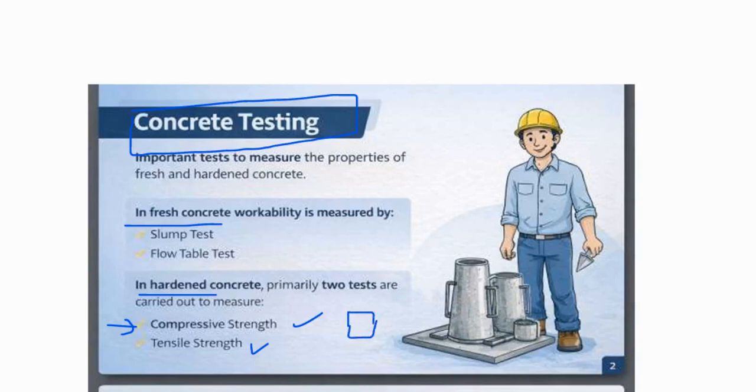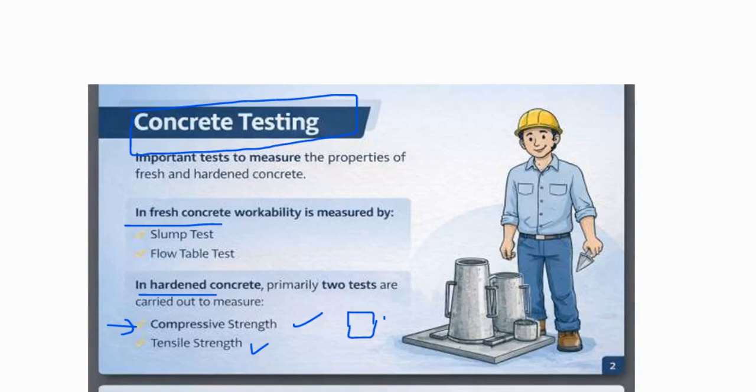Cube dimension is 150 millimeter by 150 millimeter by 150 millimeter, height, width and length of the cube. And we test it after 28 days. This 28 days strength is called the characteristic strength or grade of the concrete.